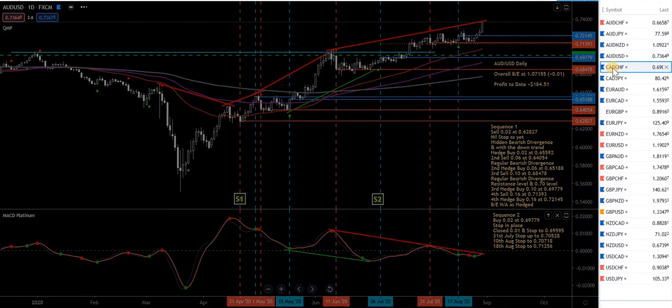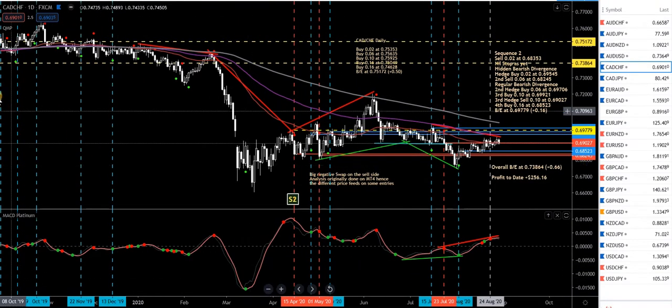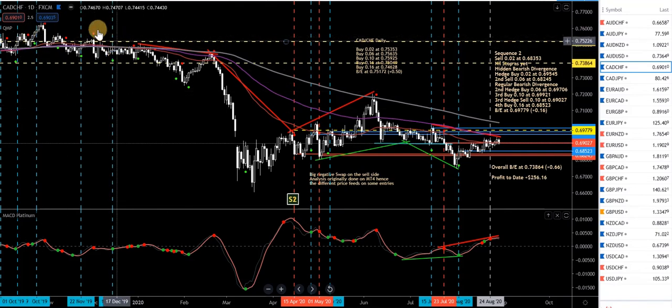So. Cad Swiss, one of my problem pairs. Now this one I have 5 buy trades over here on the left hand side. It took a long time ago, you can see they're from October last year.